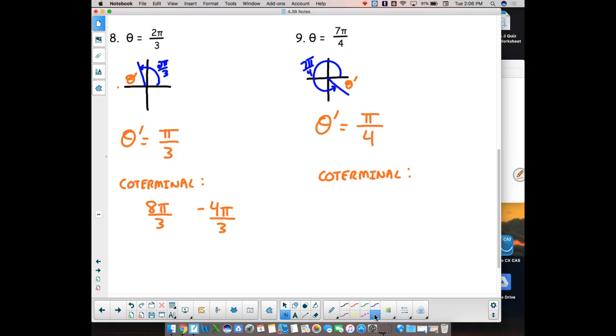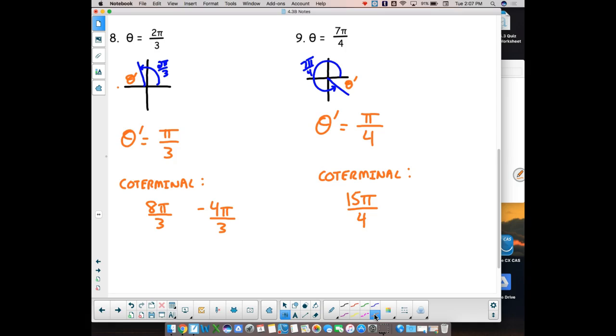Again, so now I'm thinking I got to add 2 pi to go around to get to the next one. But instead of thinking about it as 2 pi, I'm thinking about it as 8 pi over 4. So 7 pi over 4 plus 8 pi over 4 is 15 pi over 4, 23 pi over 4, 31 pi over 4, 39 pi over 4. Okay, all of those are coterminal with 7 pi over 4.